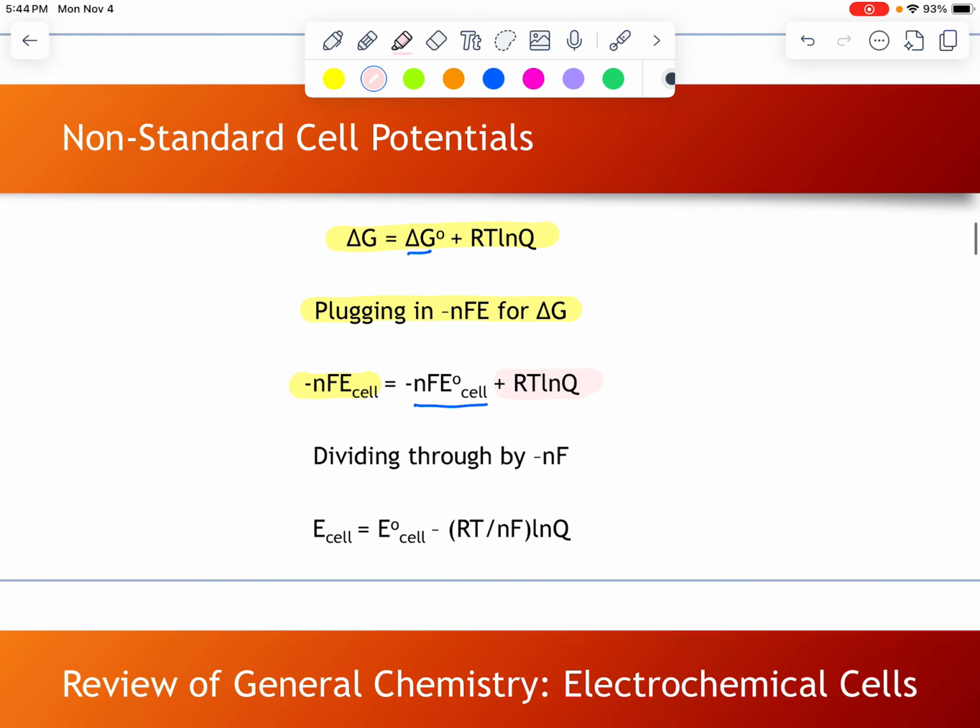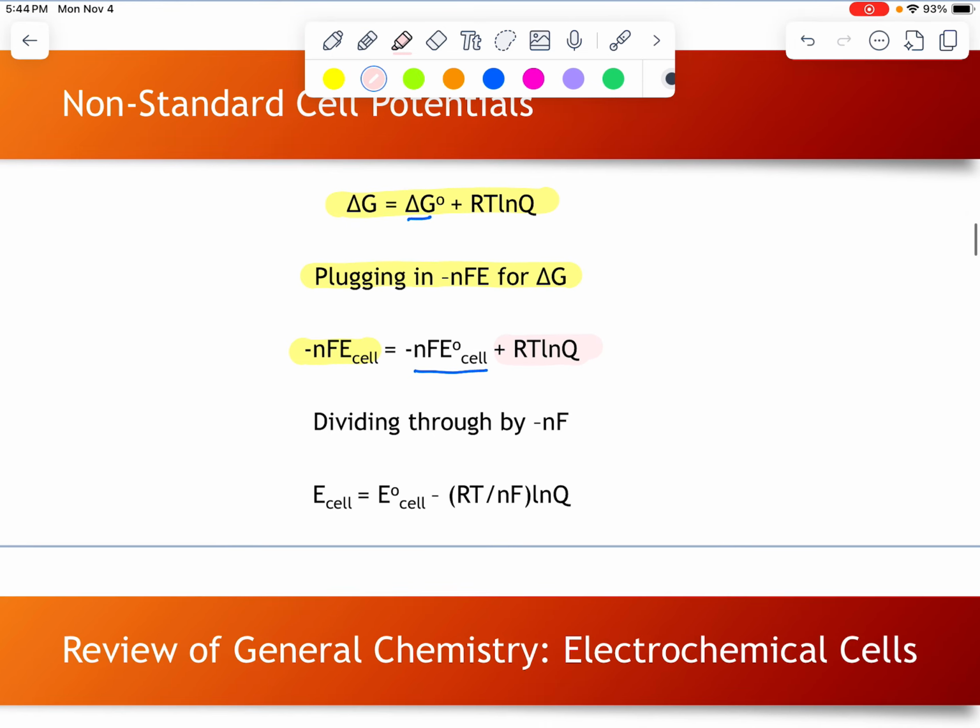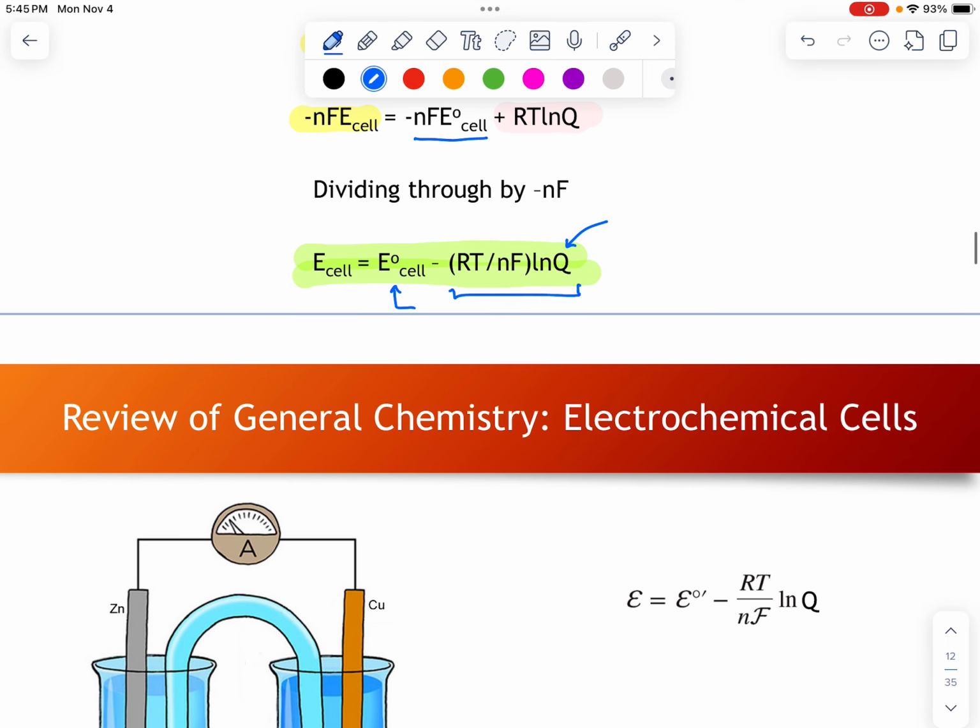And then to make this a little shorter, we divide everything by nF, and we get this final equation, that the cell potential is equal to the standard cell potential. This one is the one we can calculate from those standard reduction tables. And then minus this whole piece that is dependent on Q.